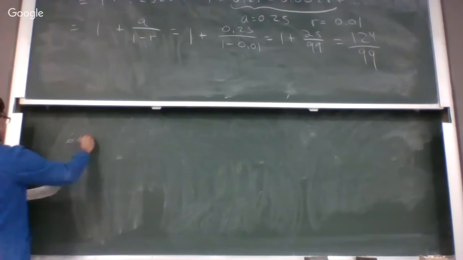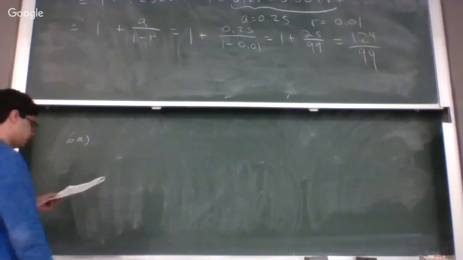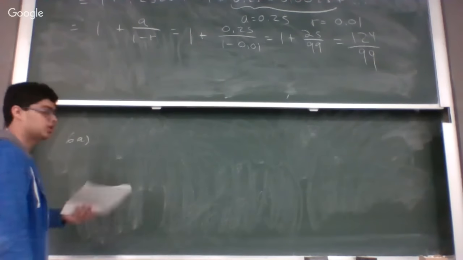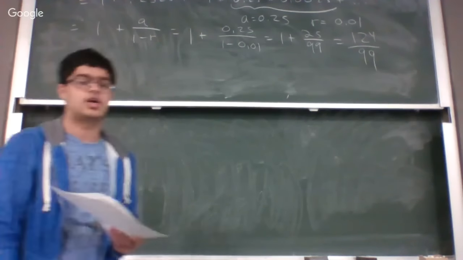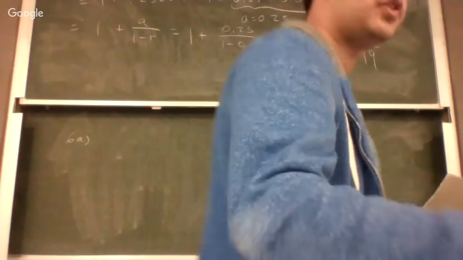For 6A, it says to prove the sequence converges or diverges. And since it says a sequence, how can we find whether it converges or diverges?